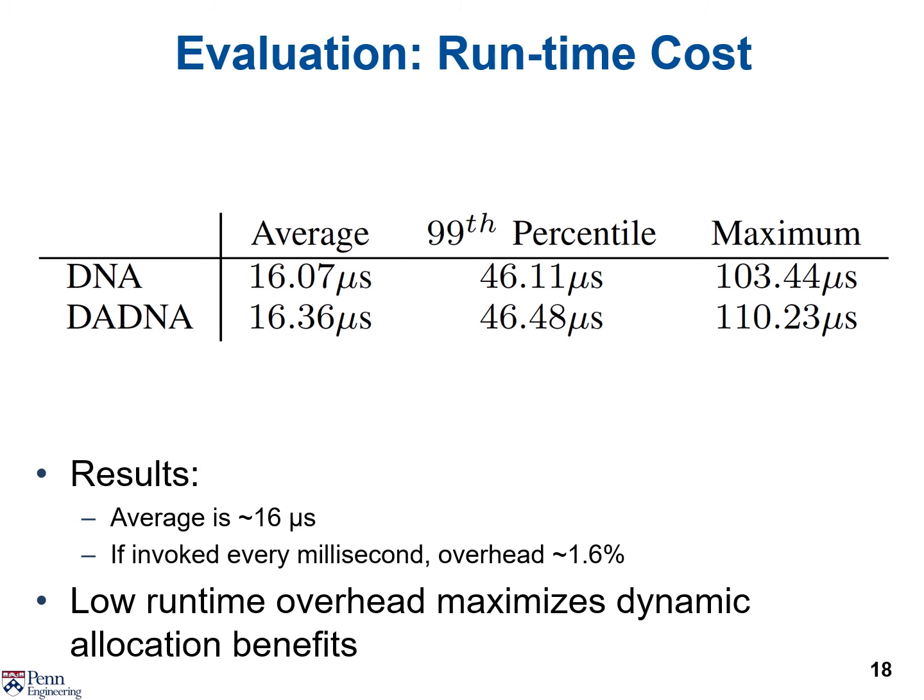Before looking at the results, we first show the runtime overheads of DNA and DADNA. On average, the algorithms take around 16 microseconds to allocate all resource partitions. Across all three percentiles, DADNA has the slightly higher runtime due to computing virtual deadlines and estimating if each task will be able to finish given its current resource allocation. If DNA or DADNA were invoked once every 1 millisecond, this would amount to only an additional 1.6% of overhead. Importantly, this demonstrates that we aren't limiting the benefits of our dynamic allocation approach due to excessive runtime costs.